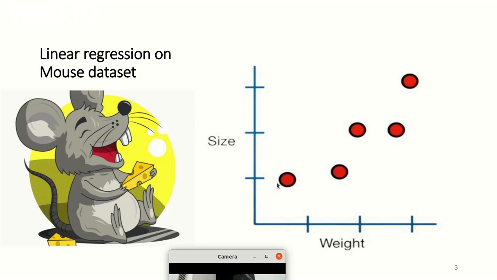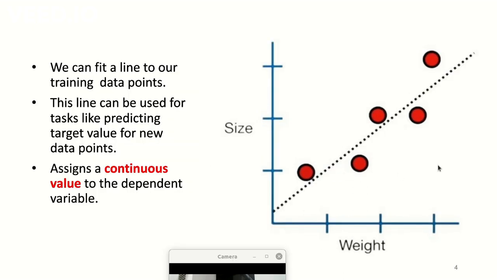Now we can fit a straight line. That line can be used for different purposes, but since we are talking about linear regression in machine learning, we are assuming that through this line we can predict the size of a mouse based on the given weight.